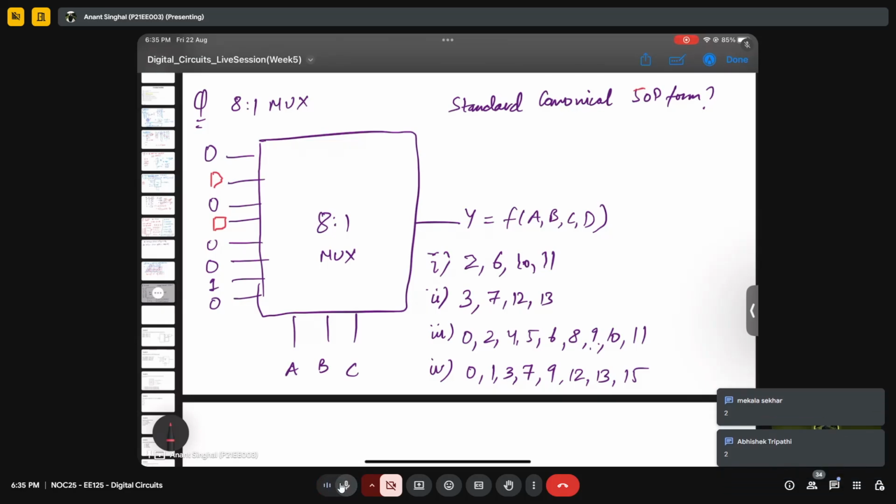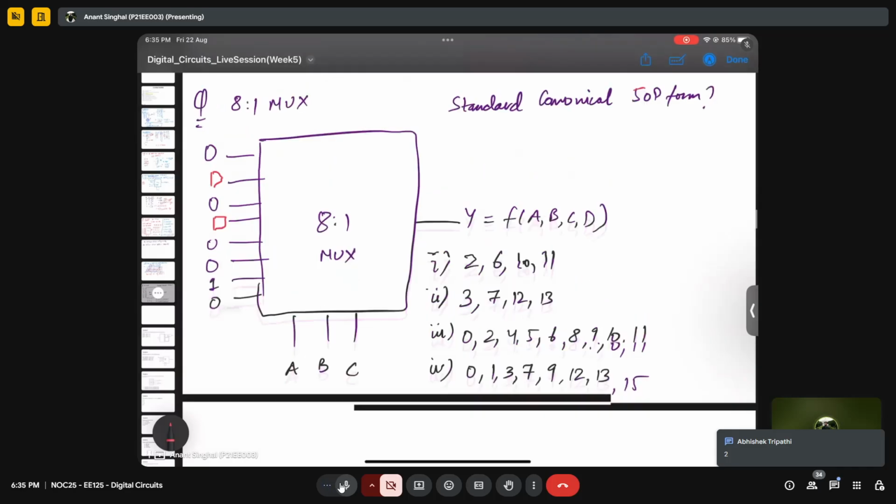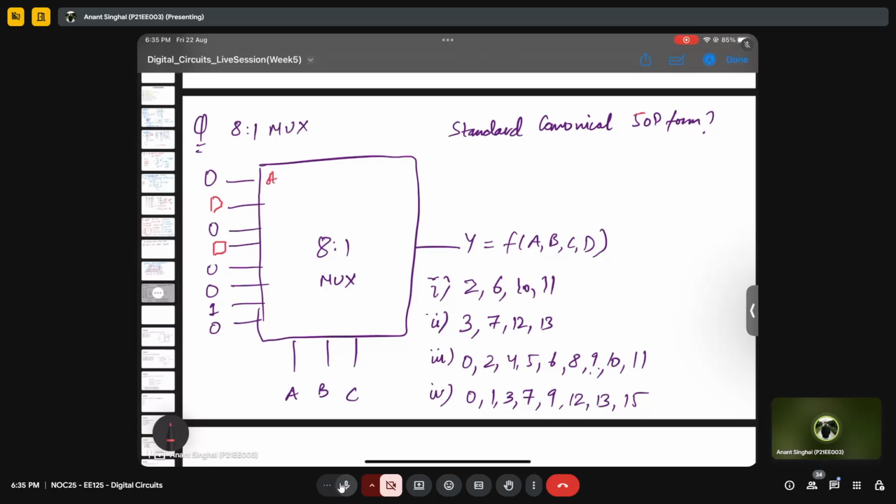Okay, so let's try to solve it now. What do we have? We have three select terms. So this is A bar, B bar, C bar, right? This is A bar, B bar, C. This is 0, 1, 0. This is 1, 0, 0. This is 1, 0, 1, 1, 1, 0. Whatever this is, ABC.